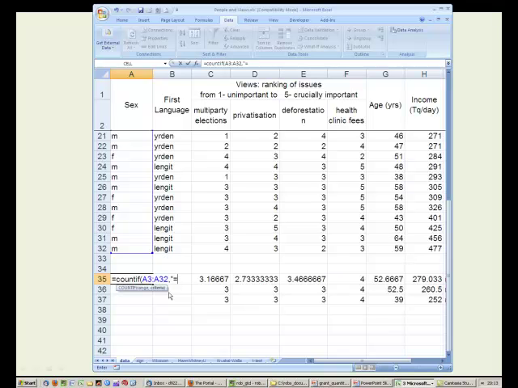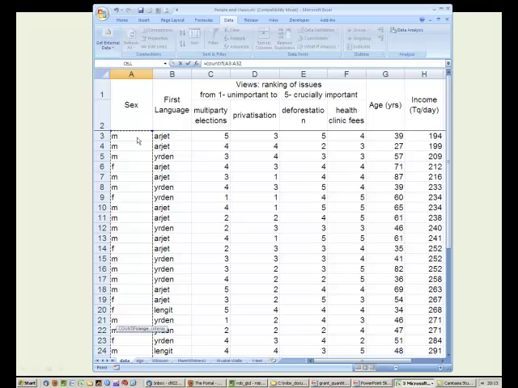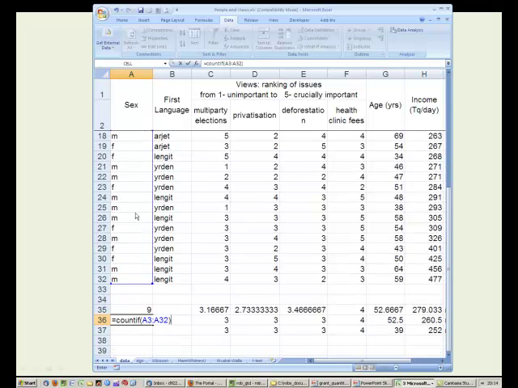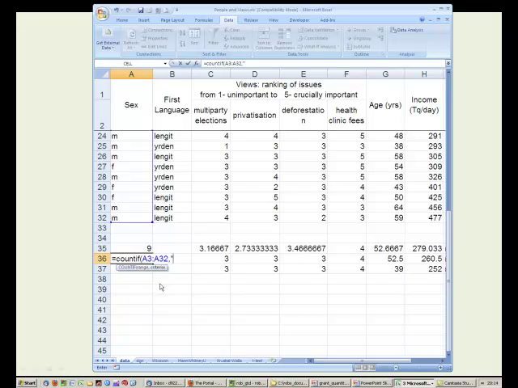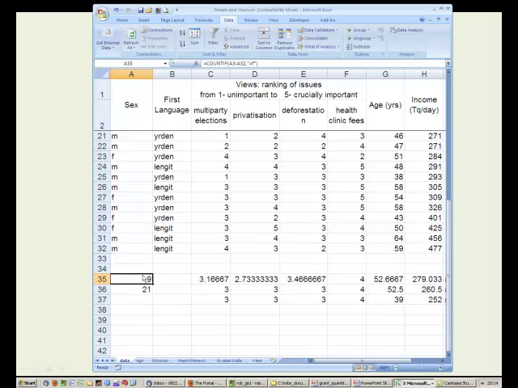M. F. Do the same thing for counting the males. So to count, that formula looks in those cells and sees how many Fs there are. That looks and sees how many Ms there are. So you've got 9 females and 21 males.